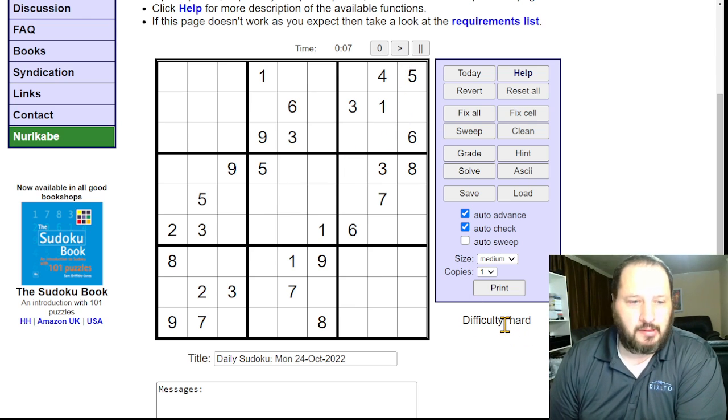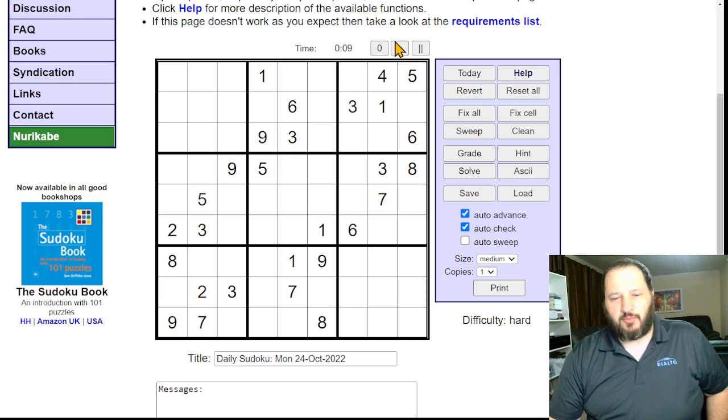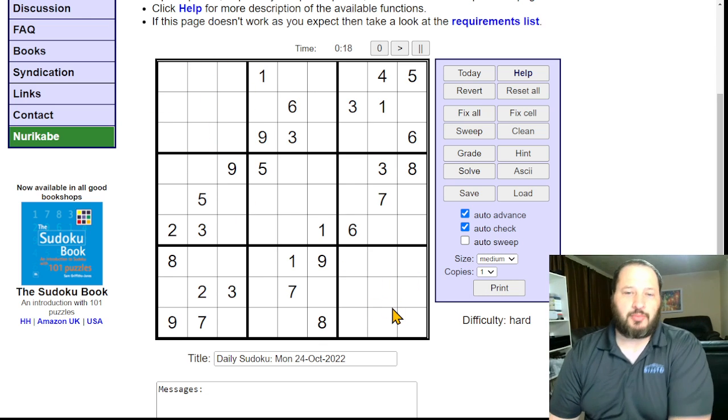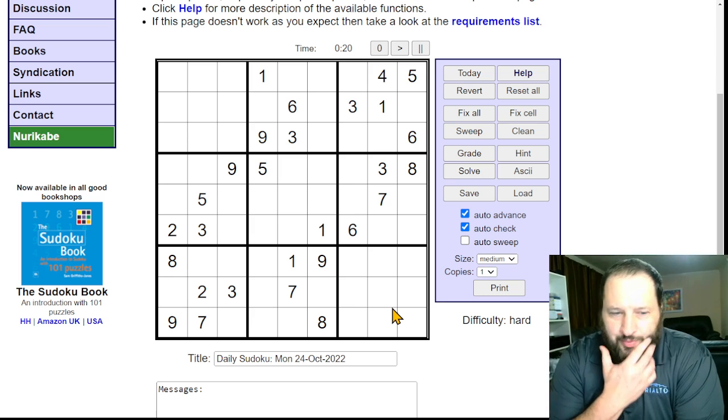Difficulty is hard, and we're going to start our timer here. Got some cool little patterns here, some diagonal lines through here that look kind of cool. Now it's kind of got a cube up here and down here with no numbers, so that'll be a little interesting.